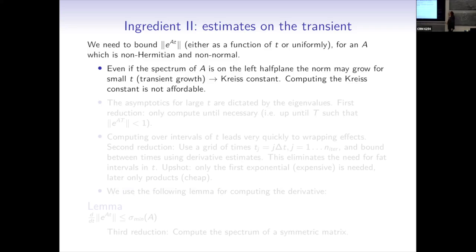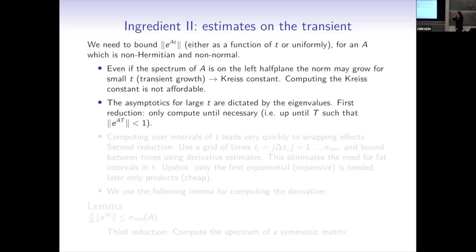Computing the Kreiss constant is time consuming, is difficult, and it's not affordable for us. So we cannot go through the Kreiss constant, and we have to struggle with the pain of bounding this e to the At. So how do we do that? Well, as I said, if t is very large, we're in good shape, because then the dynamics are really dominated by the eigenvalue. So the first reduction is not to have to bound for all t, but just up to some capital T large enough. And we know that we will stop as long as this condition is met.